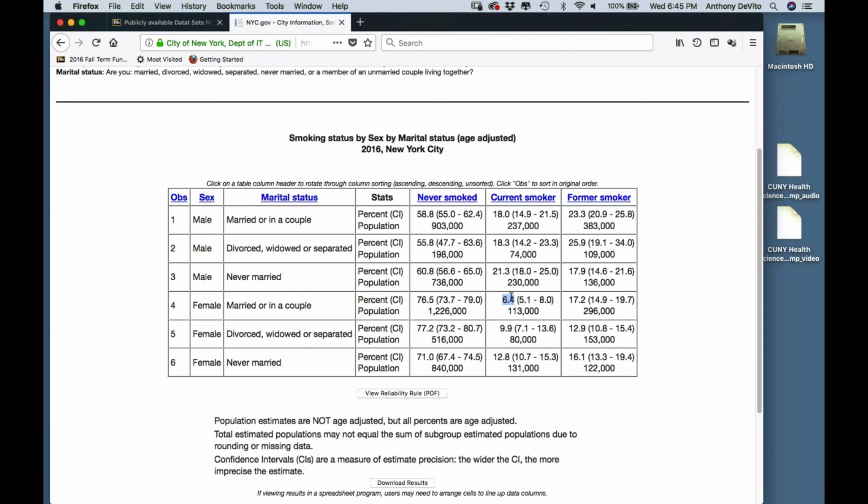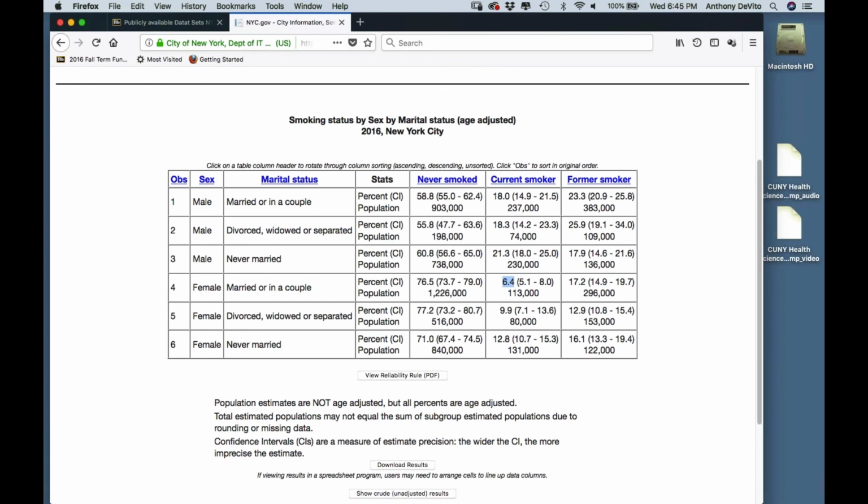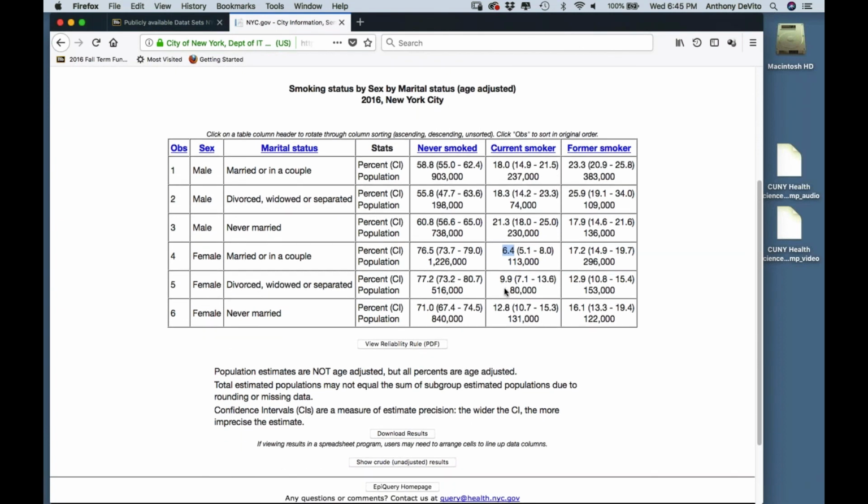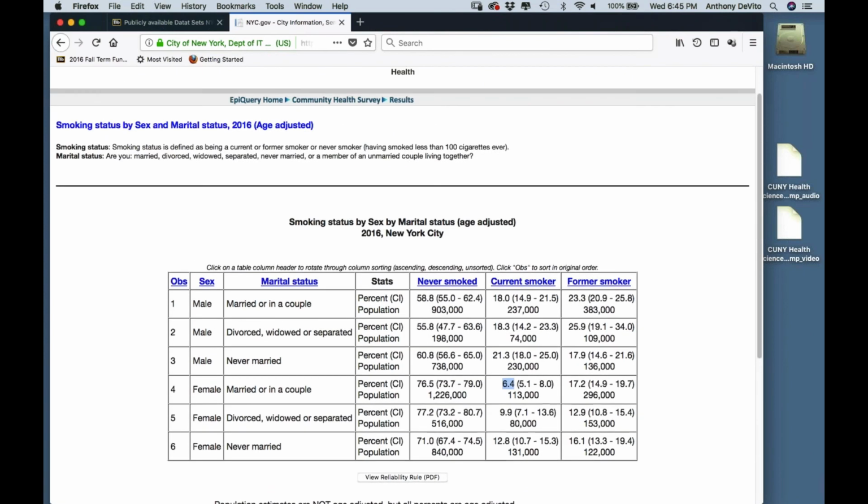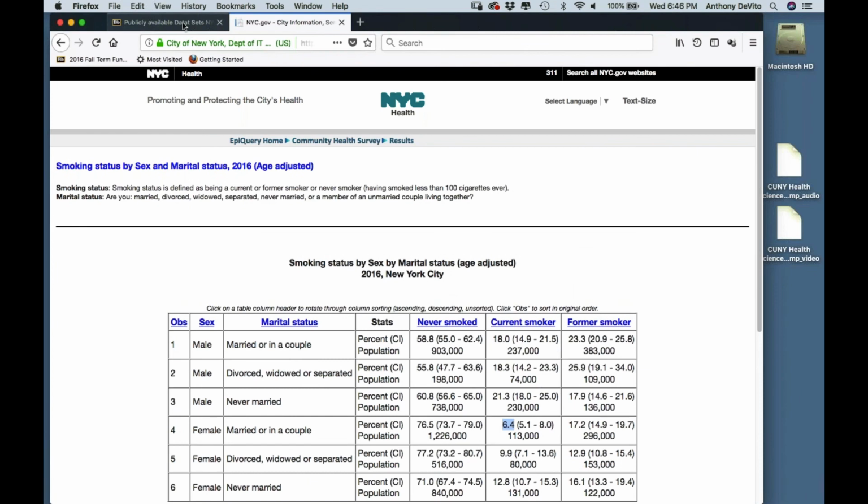Anybody want to speculate on why it would be so low for married females or females in a couple? What activity would keep... yeah, exactly. They'll be going through periods when maybe they're pregnant or they have small children and they don't want to smoke around those small children or when they're pregnant, right? And one of the best things you can do to stop smoking is stop smoking and not start again, right? So if men got pregnant, maybe it would cut down the amount of smoking that they do, right? So we found something interesting here in this data, and you can go through Epi Query. You should go back through this and take a look at this.